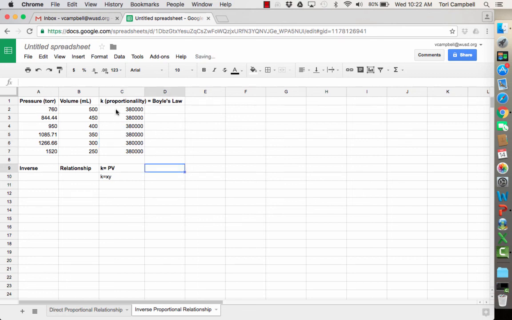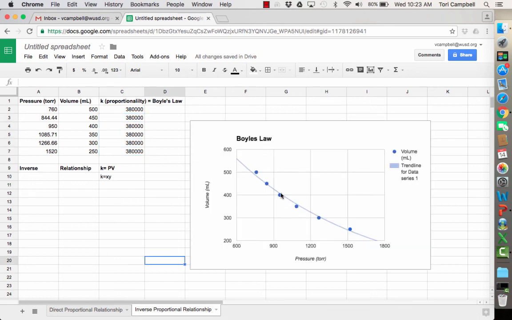Like that. So you notice that every time, plus or minus rounding, this is constant. That's what a proportionality constant does, it shows you the relationship between two variables. So as I increase my x, I'm decreasing my y, but I'm doing it proportionally so that every single time it equals the same value. So I can make the assumption that every single place on this line the proportionality constant is equal to 380,000.